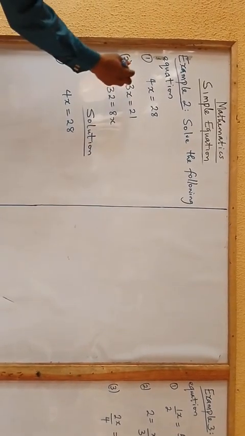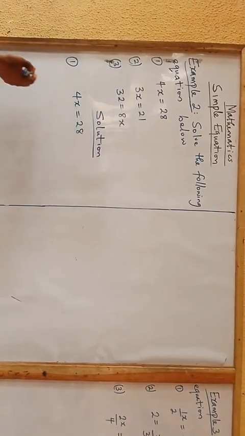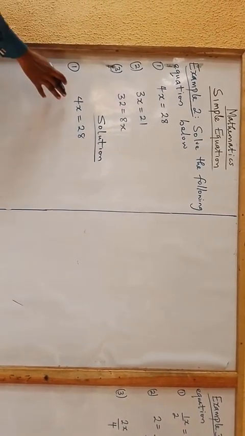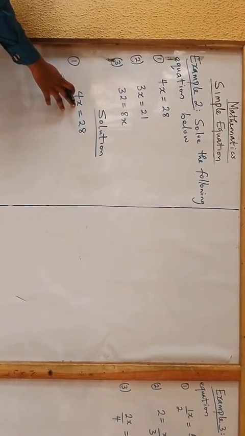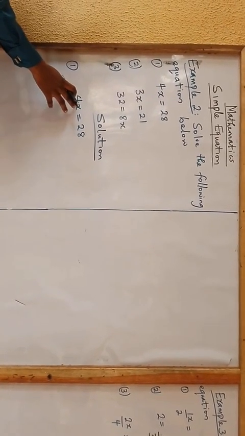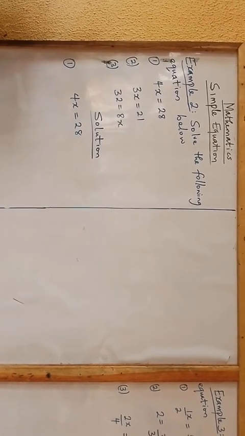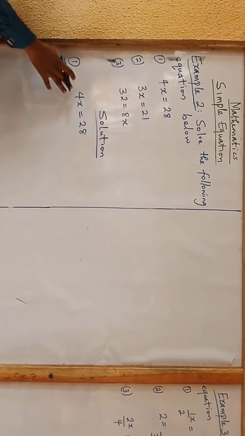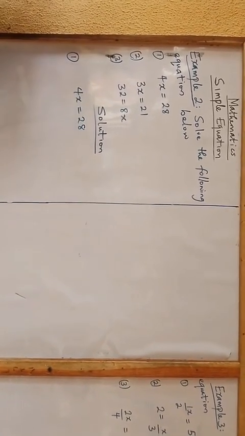Today we want to solve the equations below. We have 4s is equal to 28. The relationship between 4 and s here is multiplication. And by the time you want to take this 4 to the other side of the equation, it's going to do the opposite of the relationship. It is multiplication here. By the time 4 goes to the other side, it's going to be divided.